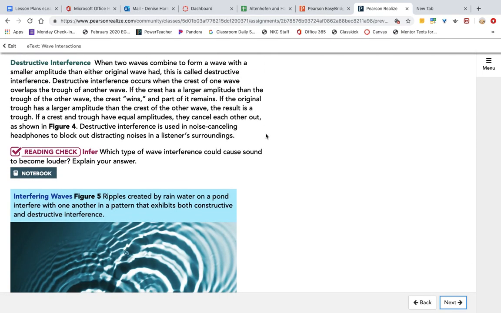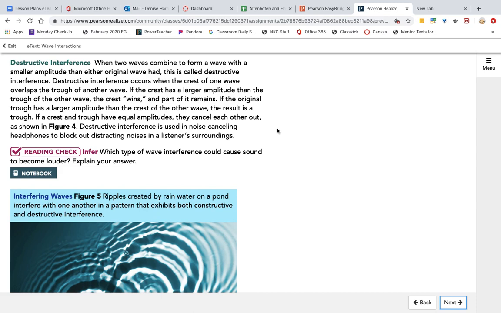Destructive interference. When two waves combine to form a wave with a smaller amplitude than either original wave had, this is called destructive interference. Destructive interference occurs when the crest of one wave overlaps the trough of another wave. If the crest has a larger amplitude than the trough of the other wave, the crest wins and part of it remains. If the original trough has a larger amplitude than the crest of the other wave, the result is a trough. If a crest and trough have equal amplitudes, they cancel each other out, as shown in Figure 4.